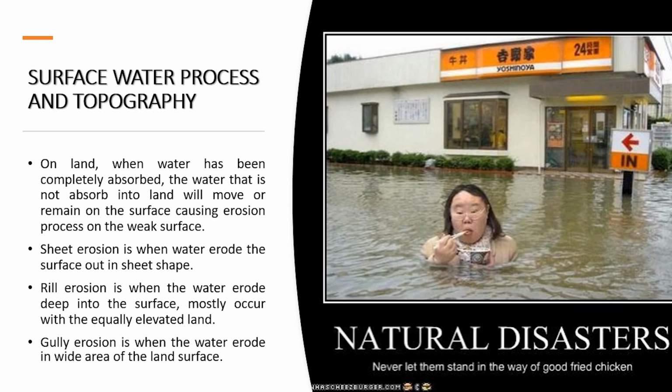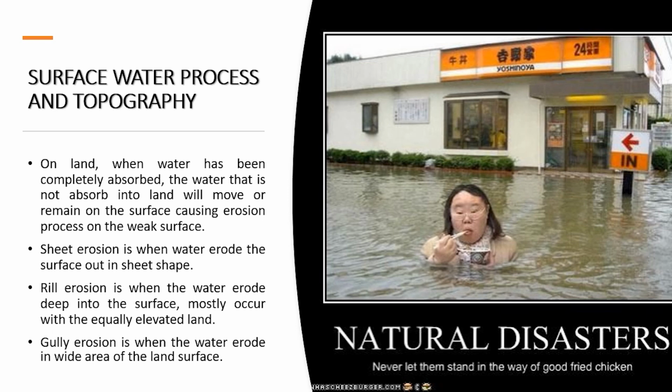Gully erosion is when the water erodes a wide area of the land surface. If the structure is holding enough water and there is no place for the water to go, remember, the water will go wherever it has space. It's a liquid that can change its shape and move anywhere there is a place for it to stay. So if the area holds enough water and there's no place for it to go, it will move to a different area, especially an area with lower elevation.